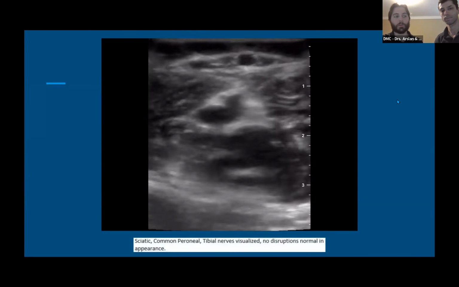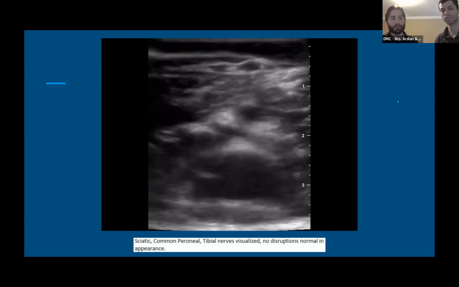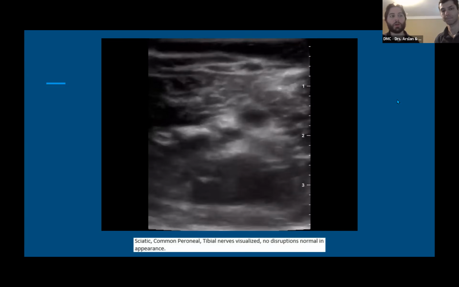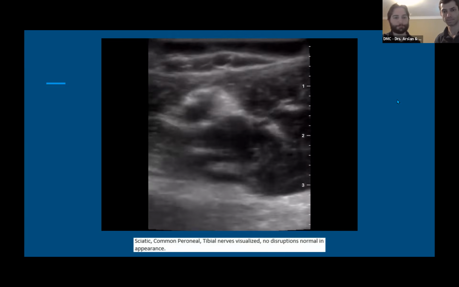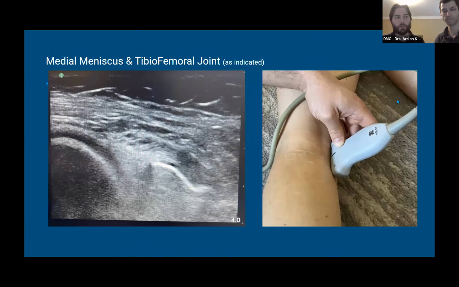In this patient, we were able to visualize the sciatic, common peroneal, and tibial nerves without any disruption or focal swelling. Next, we move the transducer in the long axis view medially to view the posterior horn of the medial meniscus if this is clinically indicated.